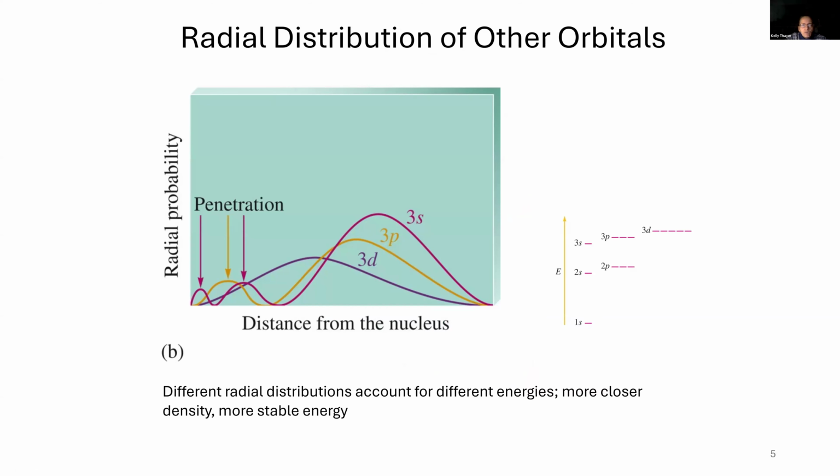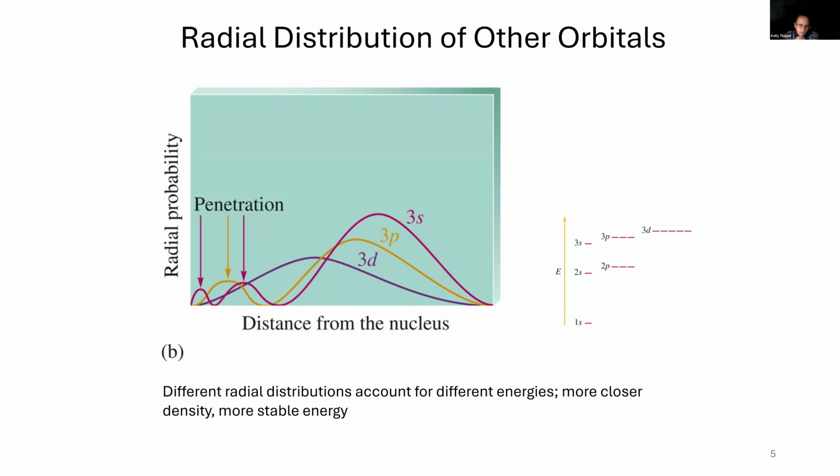So this gives us an idea of the radial distribution of other orbitals. So here we have the s, p, and d at the shell level of 3. So you'll see that it's complicated, and we call this penetration because we see that the 3s has some density very close to the nucleus and then a little further out, and then we have the p density, right? Okay, and the d density. So they have some different kinds of shapes that are going to be distance dependent from the nucleus.